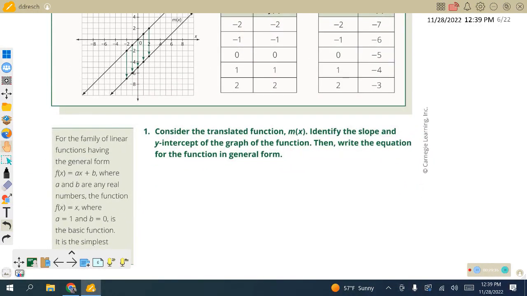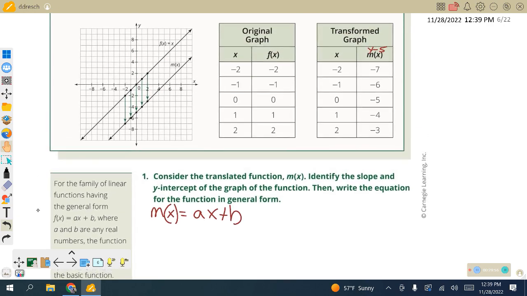On question 1, don't overthink this. We've been doing this stuff already. Identify the slope and y-intercept, and let's write the equation. When we write the equation, everything goes back to ax plus b. Now this one here, we're calling m of x. We have 2 graphs on there. One is called f of x, one is called m of x. Make sure you are looking at the correct graph, because we are talking about multiple graphs now.